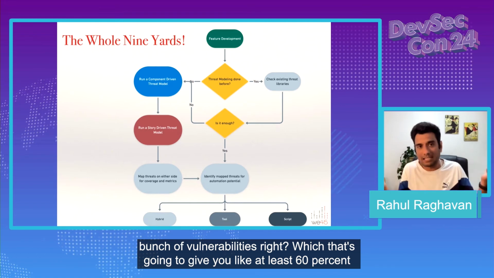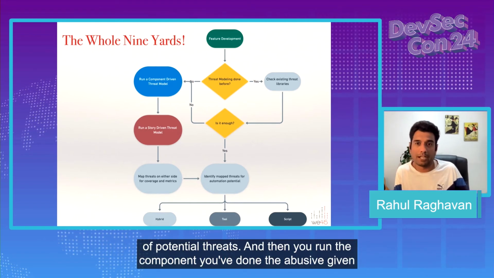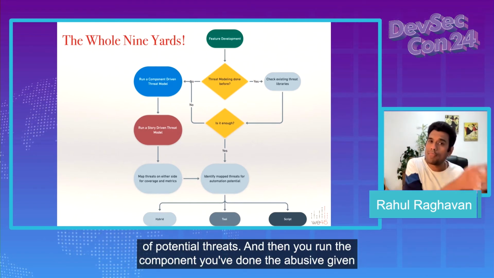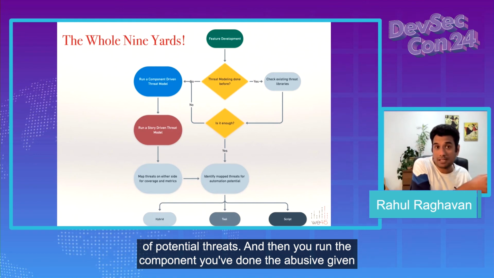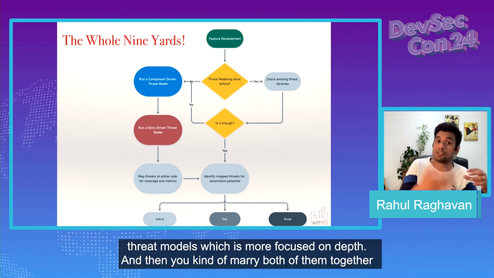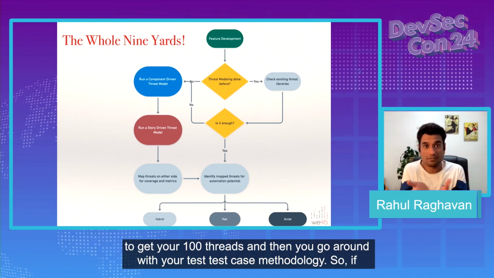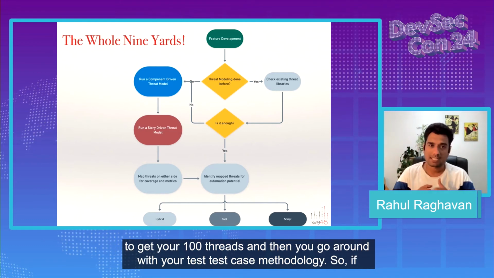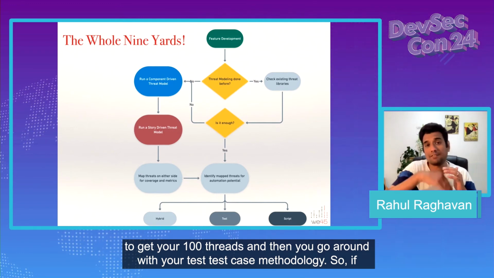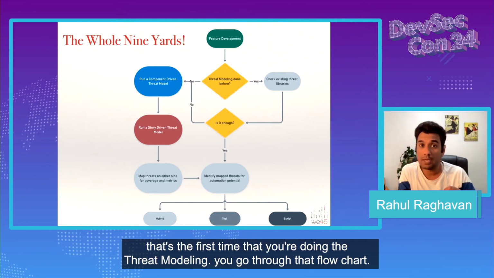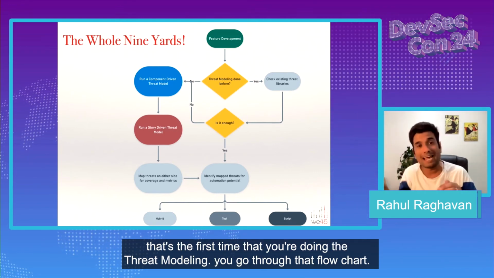That's going to give you at least 60% of potential threats. And then you run the abuser-story threat models, which is more focused on depth. And then you marry both of them together to get your 100% threats. And then you go ahead with your test case methodology. So if that's the first time you're doing the threat modeling, you go through that flow chart.